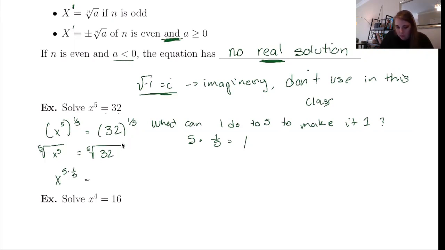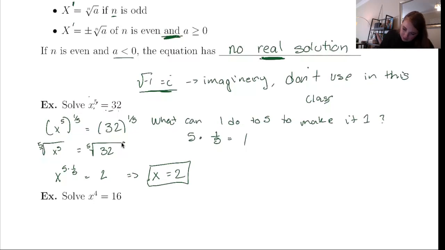32 to the 1/5. So this is odd. So I'm taking an odd root. Nothing spectacular about that. It's going to be a positive number. If you had not memorized by now, 32's fifth root is 2. So I'm just going to get a positive 2. And then 5 times 1/5 is 1. So that tells me that x to the 1 is 2, which is the same as just saying x is equal to 2. And we can go ahead and check that again by saying 2 to the 5th is 32.